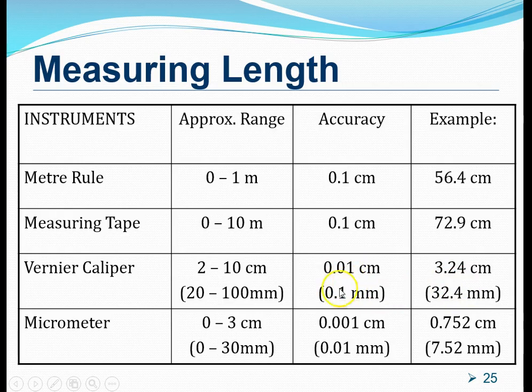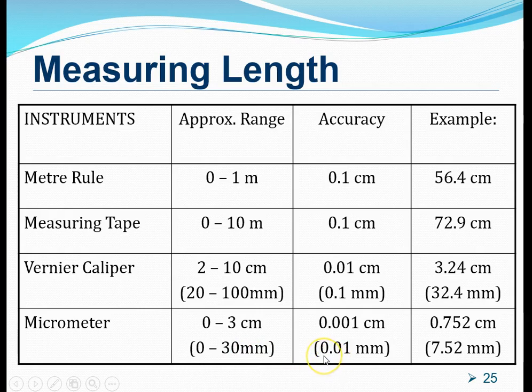Now, by now you should have an idea that this instrument, the last one on the table, the micrometer screw gauge, is more accurate compared to the other instruments at the top. It can actually measure up to an accuracy of 0.001 centimeters. In other words, it can give us readings accurate up to 3 decimal places of a centimeter. So an example of a reading could be 0.752 centimeters. There are 3 decimal places here. We can also use a micrometer to measure in terms of the unit millimeters.